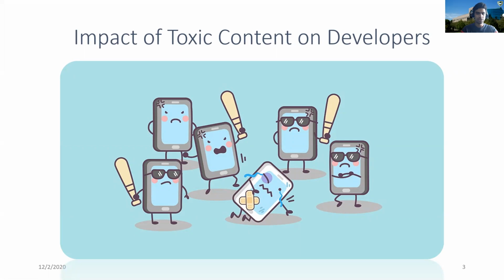Recent studies found that software developers are frustrated by communication messages having toxic content. For that reason, developers may leave the project. Sometimes it takes longer than usual to work because of toxic content in their communication.